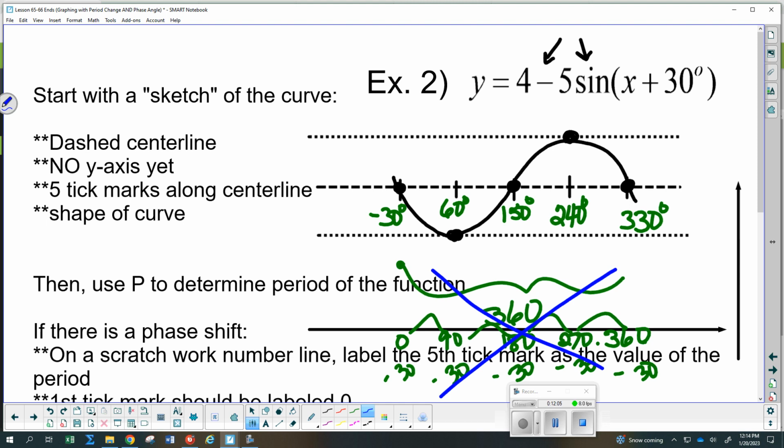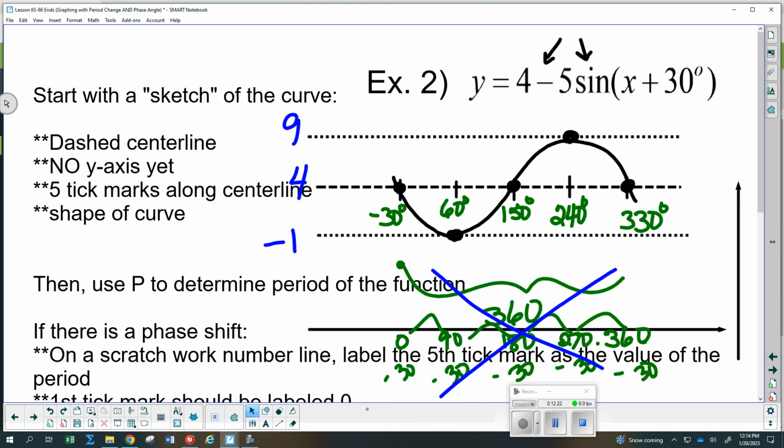Okay, what is the center line for this one, everybody? What is the amplitude? So what's the max? What is the min? Okay, let's get our axes in.